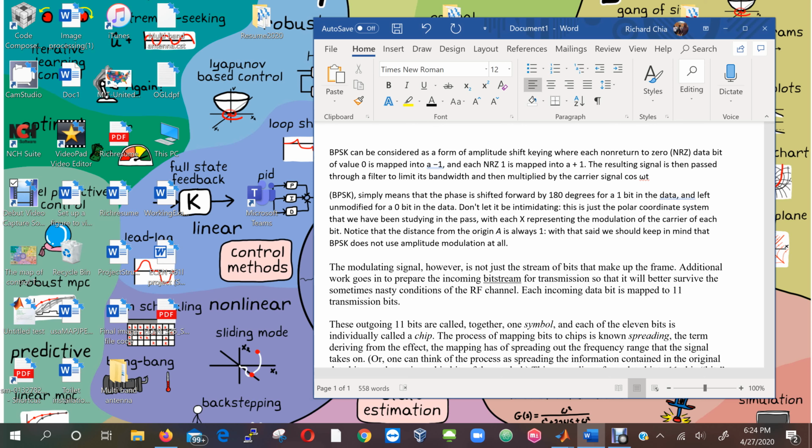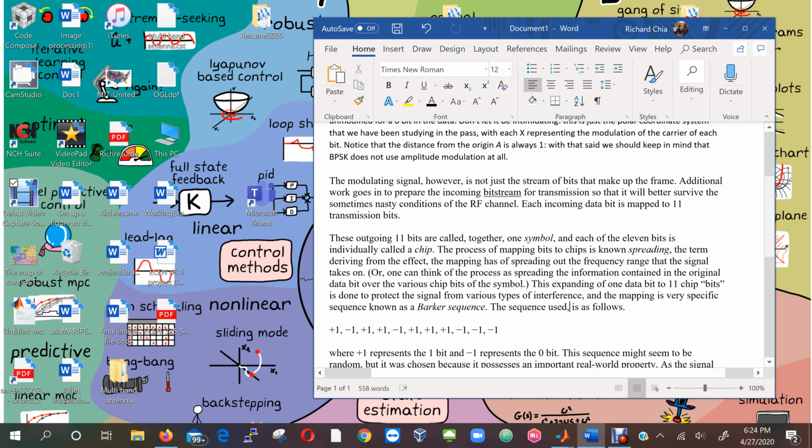Don't let this intimidate you. This is just the polar coordinate system that we have been studying in the past, with each x representing the modulation of the carrier of each bit. Notice that the distance from the origin, A, is always 1. With that said, we should keep in mind that BPSK does not use amplitude modulation at all.